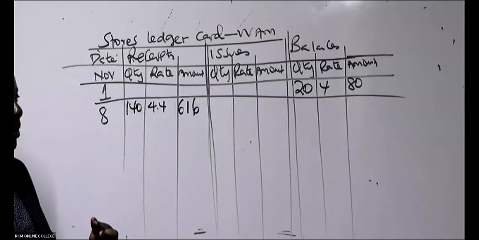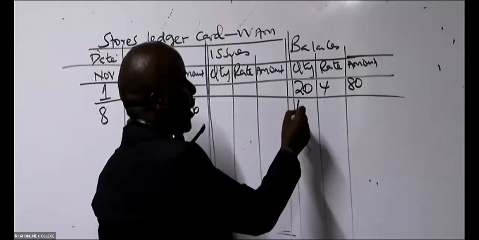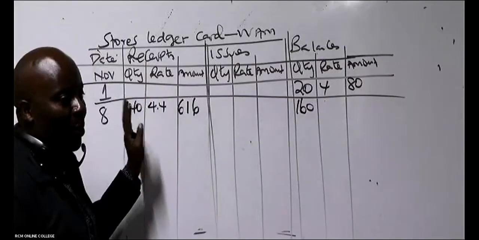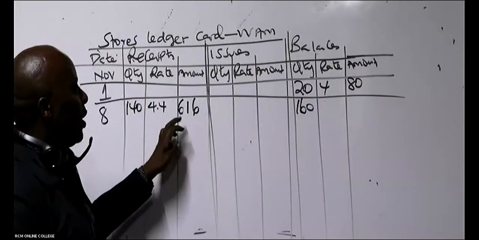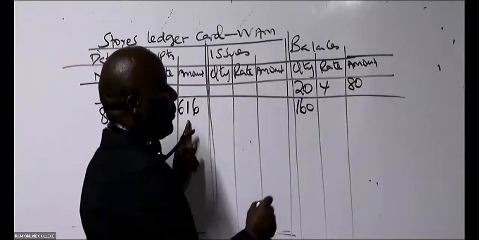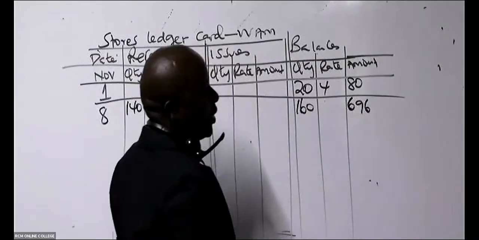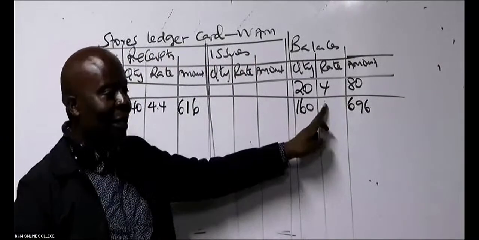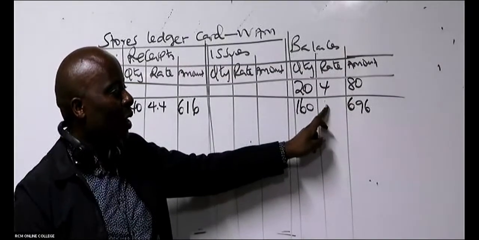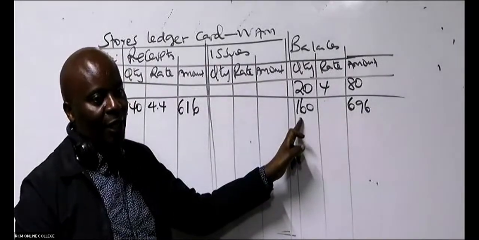We add them up. So in this case, our stock level has gone up by 140. So then we have 160, because 20 plus 140. And then we have the amount also added, so 616 plus 80, that gives us 696. And remember, this becomes your WAM, your weighted average method value. So this weighted average value, you take 696 divided by 160.